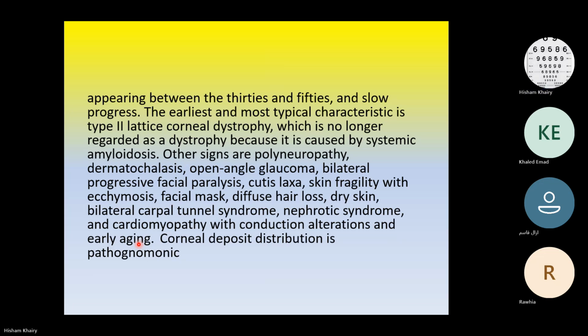Some respected authorities may regard it as not a dystrophy, but a systemic amyloidosis. It can be associated with dermatochalasis, open angle glaucoma, facial paralysis, bilateral changes in skin fragility with ecchymosis, mask face, hair loss, dry skin, bilateral carpal tunnel syndrome, nephrotic syndrome, cardiomyopathy, and cardiac conduction defects.